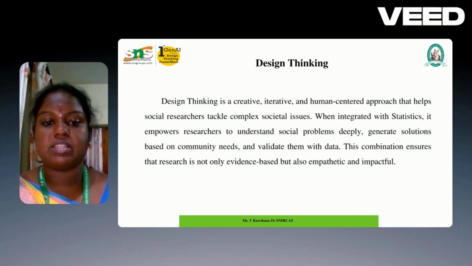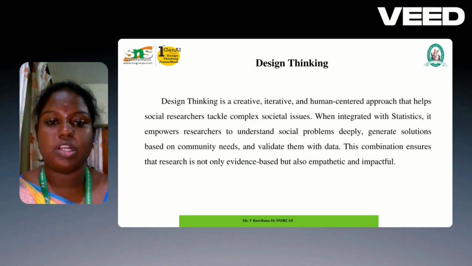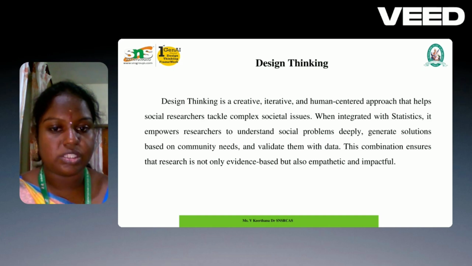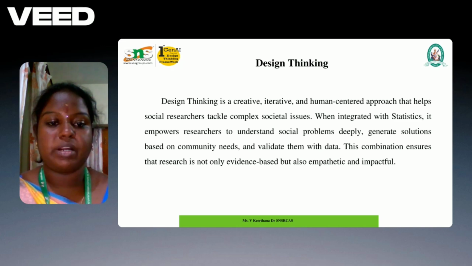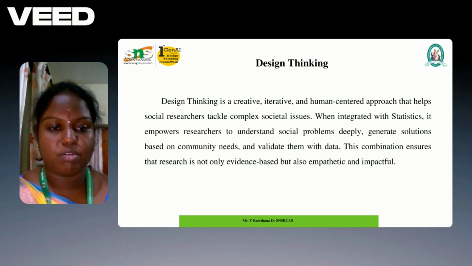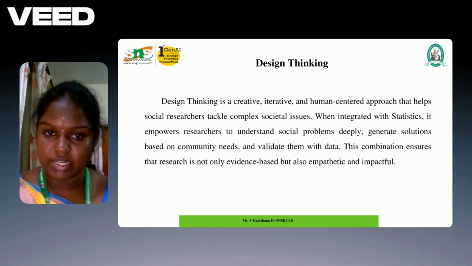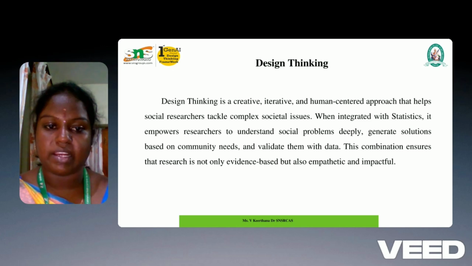First we can see what design thinking is. Design thinking is a creative, iterative, and human-centered approach that helps social researchers tackle complex societal problems. When integrated with statistics, it empowers researchers to understand social problems deeply, generate solutions based on community needs, and validate them with data. This combination ensures that research is not only evidence-based but also empathetic and impactful. Design thinking gives innovative solutions to societal issues.